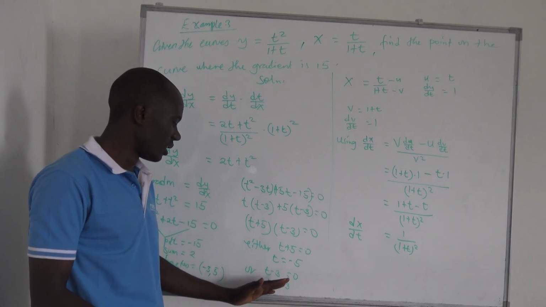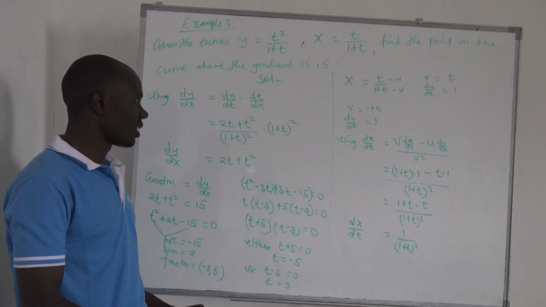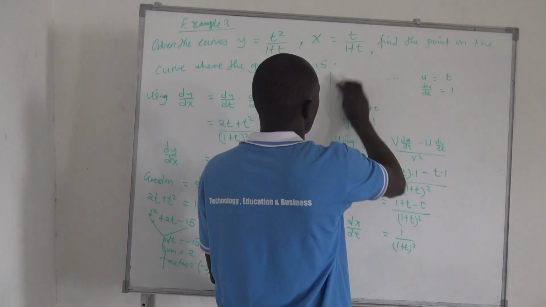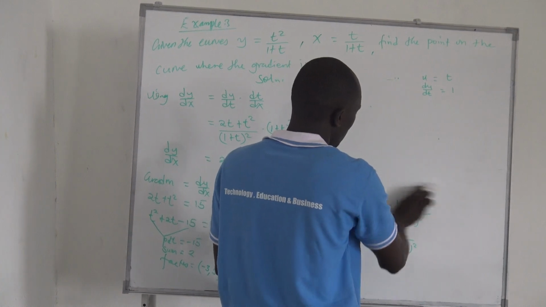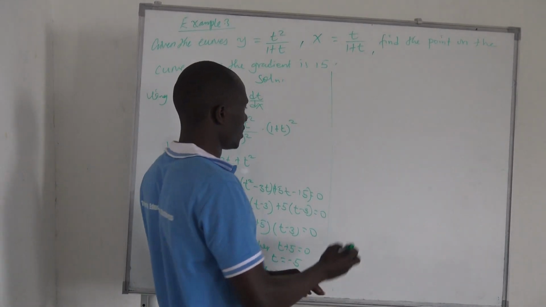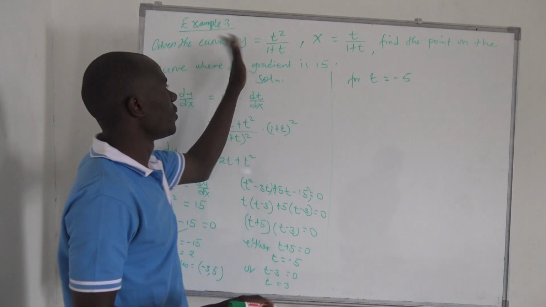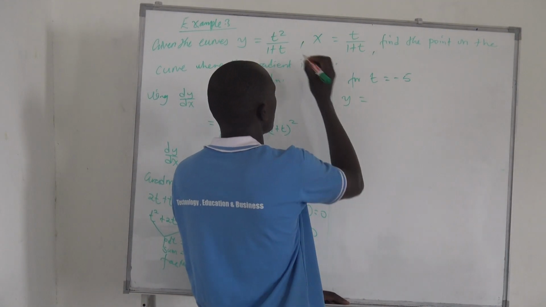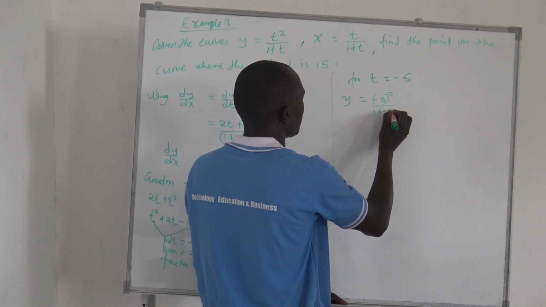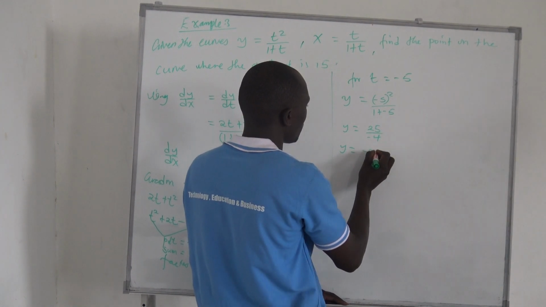After getting the two values of t, we are free to substitute in to get the values of y, and at the same time we also get the value of x. So can we substitute in so that we can easily get these values? You can substitute in to obtain the value of x, and again to obtain the value of y. So we shall start with t equals negative 5. Can we substitute and get the value of y? What will be y? Y equals, substituting in, negative 5 squared all over 1 plus negative 5. What will be y? 25 out of negative 4. What is y? Negative 25 out of 4.